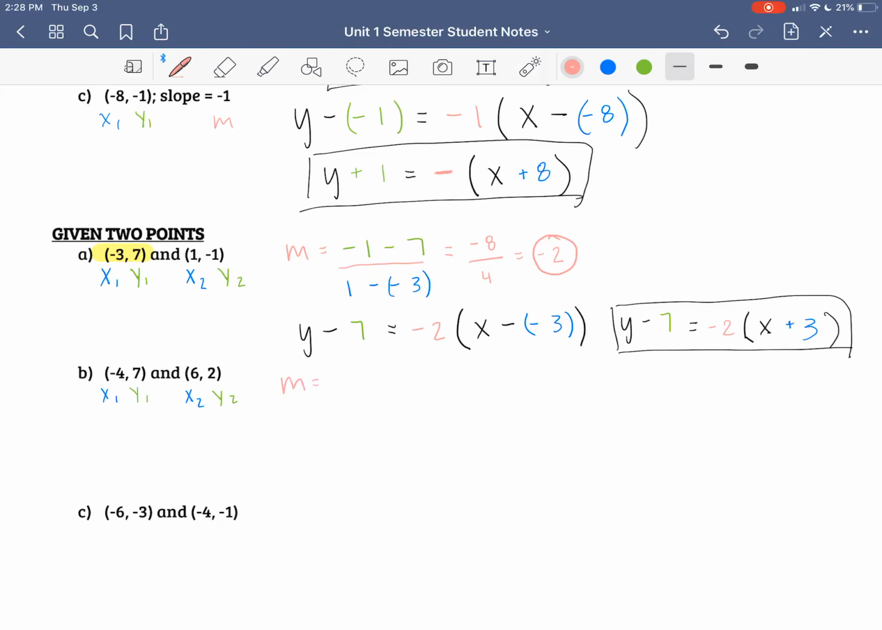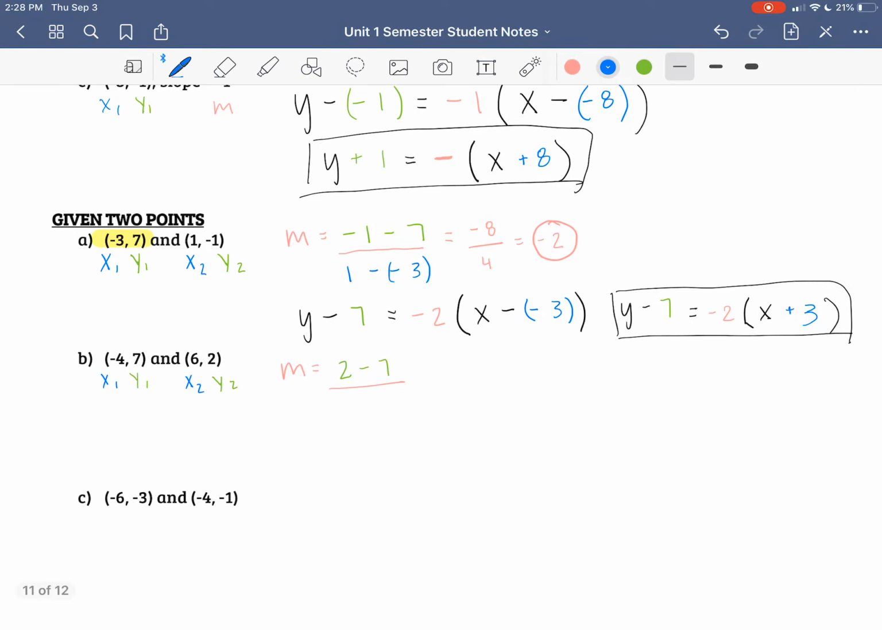So my slope will be y2 minus y1, so 2 minus 7, over x2 minus x1, which is 6 minus -4, double negative again. When we simplify that, we get 2 minus 7 is -5. 6 plus 4, minus a negative makes that +4, is 10. Both of these numbers are nicely divisible by 5 to simplify. So negative 5 divided by 5 is negative 1. 10 divided by 5 is 2. So my slope here is negative 1/2.